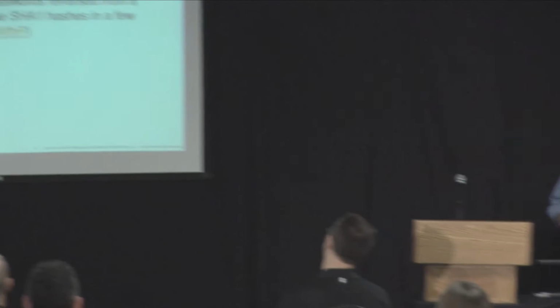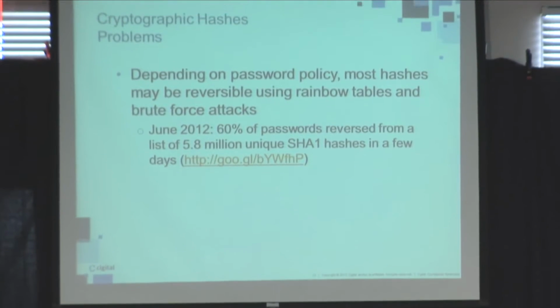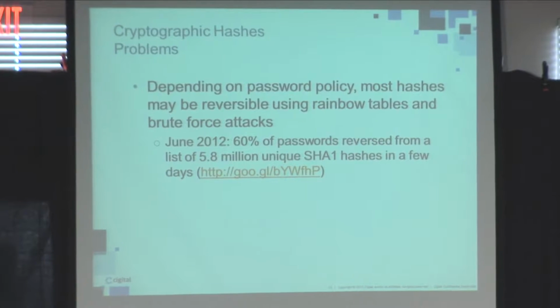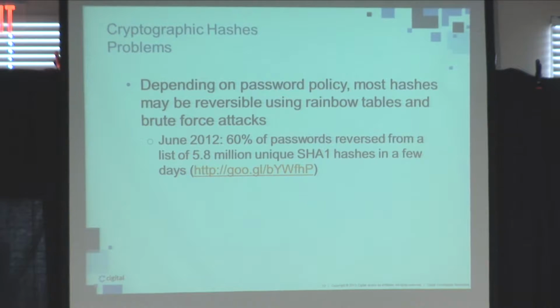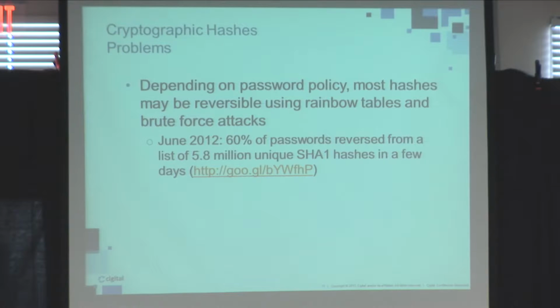So the problem with cryptographic hashes, unsalted, is that, again, depending on your password policy, most hashes might be reversible using rainbow tables and brute force attacks, like the LinkedIn incident back in June 2012, right? So in that incident, when attackers got the SHA-1 hashes, 60% of them were reversed in just a matter of a couple of days.